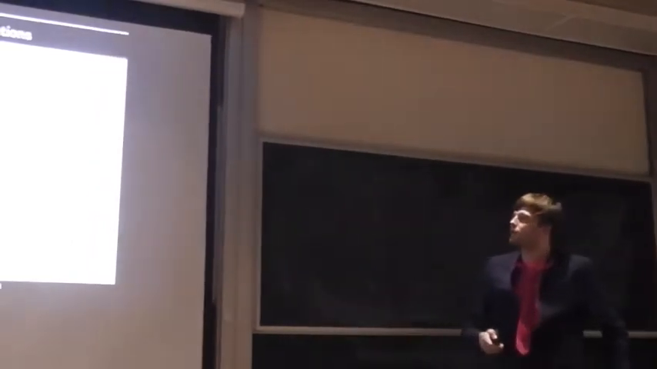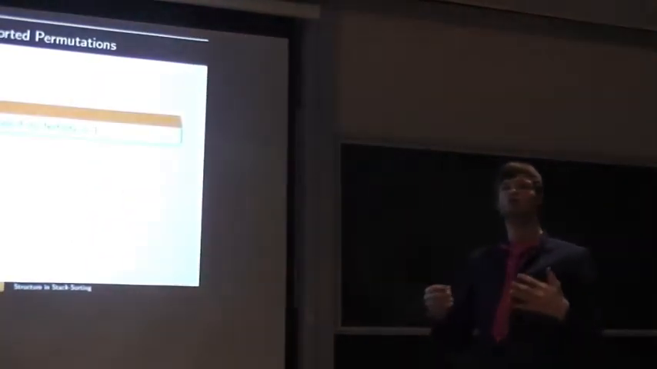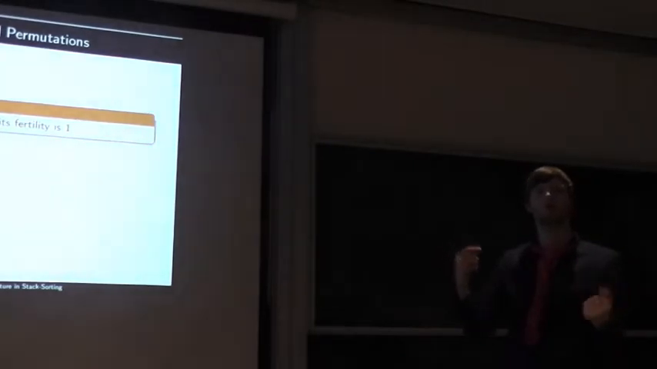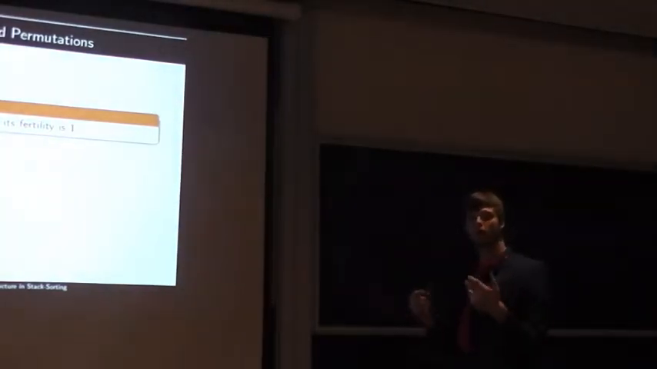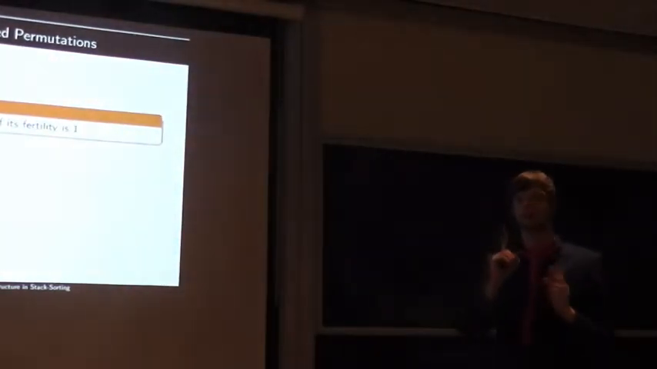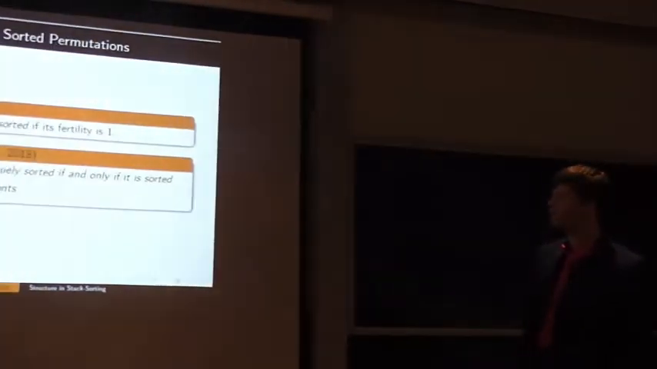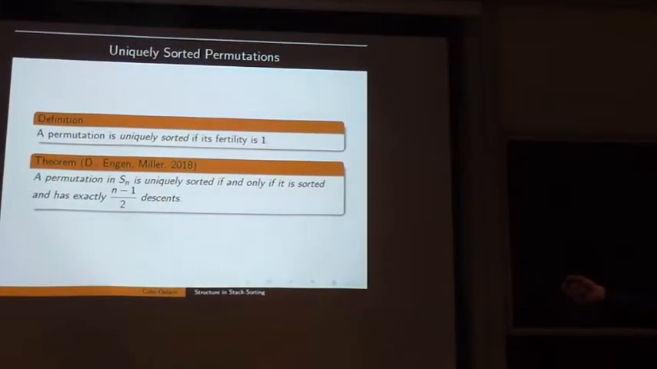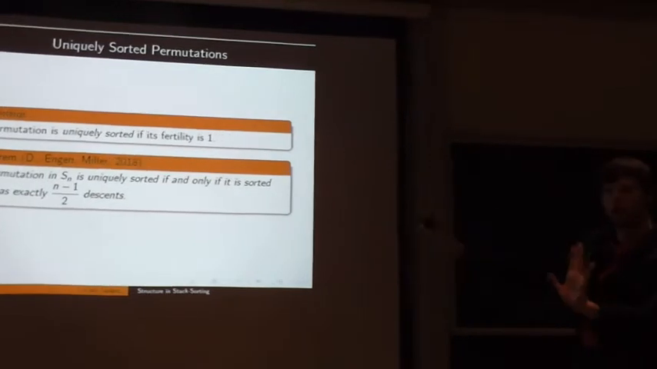And so I'm going to start with what I call uniquely sorted permutations. Remember, Bousquet-Mélou defined a permutation to be sorted if it has at least one preimage under the stack sorting map. I'm going to say it's uniquely sorted if it has exactly one preimage. And so I have a theorem with Engen and Miller, and this is basically just a consequence of what I wrote over there, but I want to state it here as a theorem.